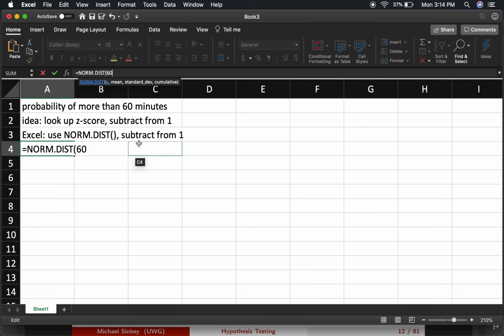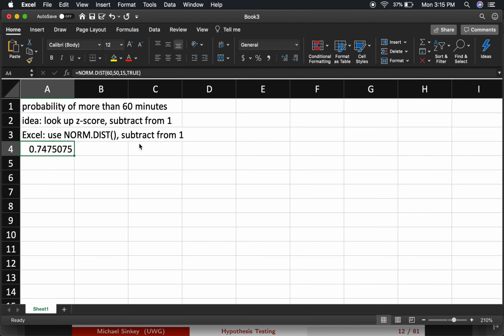X goes first. The mean is 50. The standard deviation is 15. Cumulative is everything up to 60. You can see that we get 0.7475. Not 0.7486 like we had. The difference is that Excel actually didn't round. Okay?